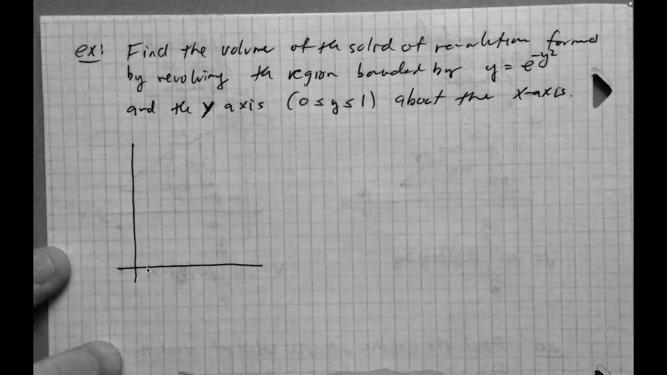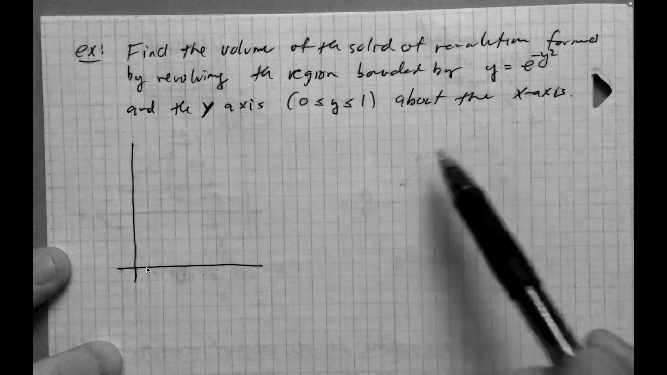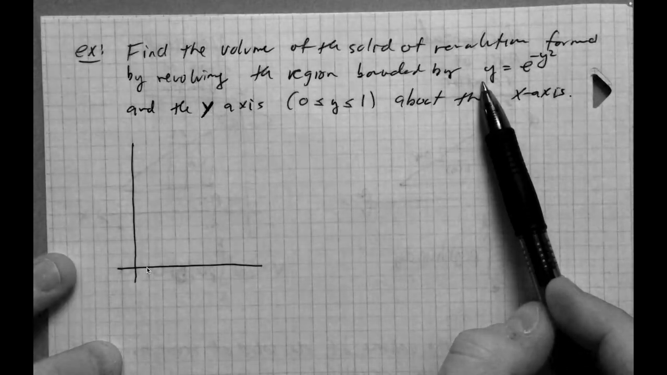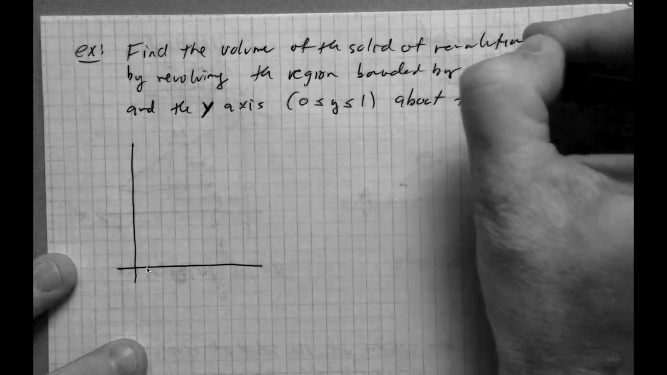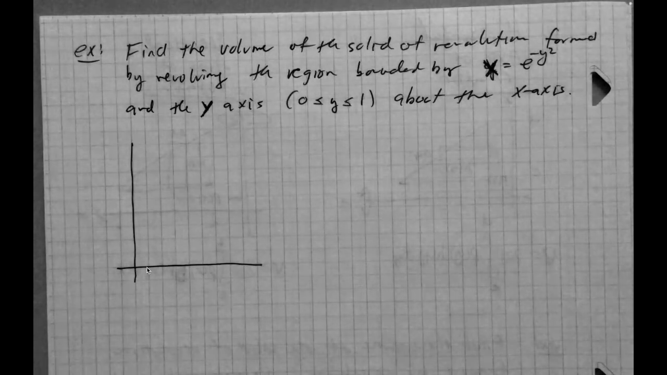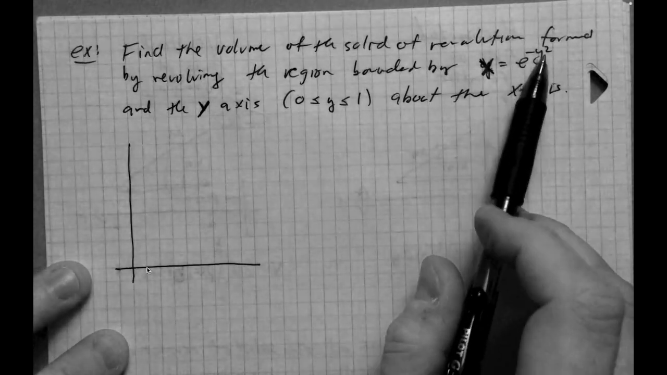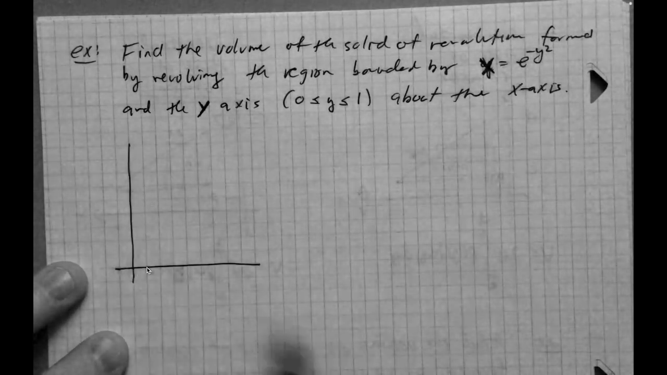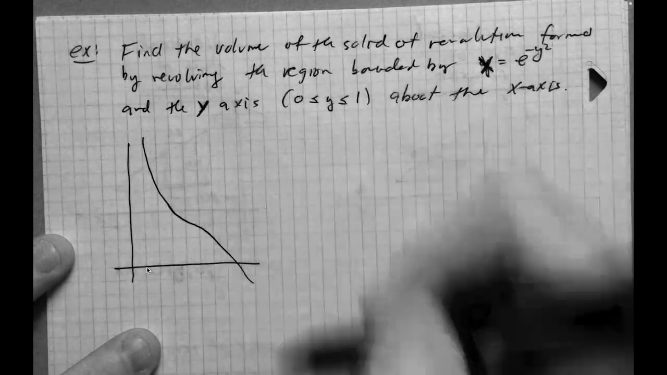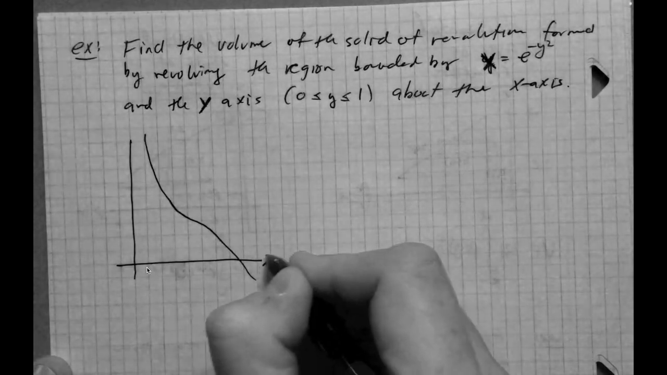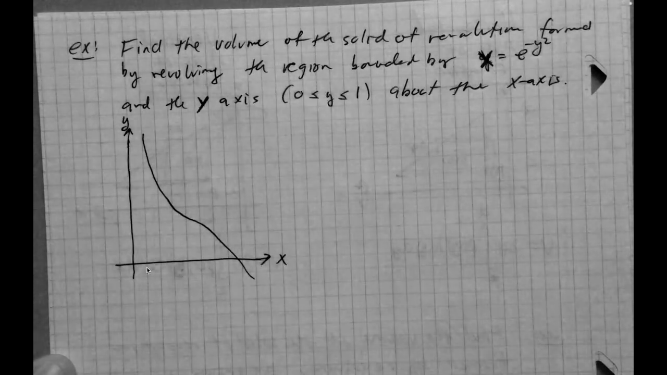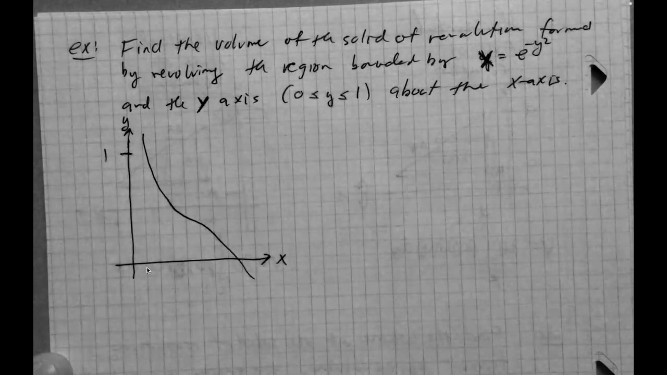Okay, so if we're doing, I'm sorry, I think this should say x equals. Sorry, typo there. So x equals, right? So if we were to plot x equals e to the negative y squared on this graph, it would look something like this. Okay, so this is your x-axis. This is your y-axis. Now we'll say this is 1, and then of course this is 0.